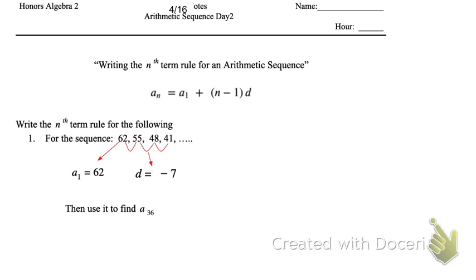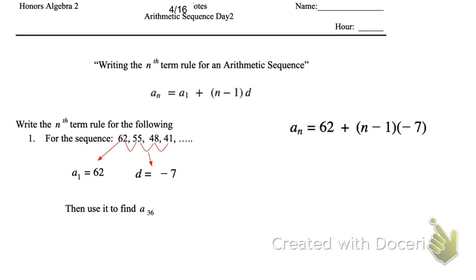We are subtracting 7. Now remember, when your d value is negative, eventually we'll subtract enough that we'll get to a negative number. So we'll see if we do that by the time we get to the 36th number. These are the only two pieces of information we can gather from here that would be able to be plugged into our formula. And if we plug those two in, we get something like that.